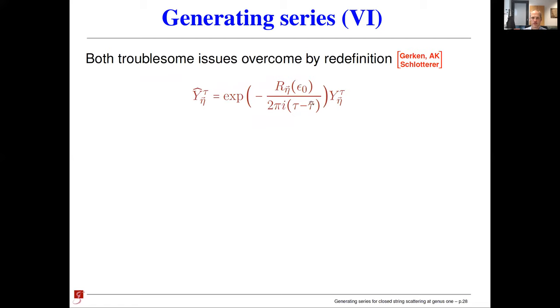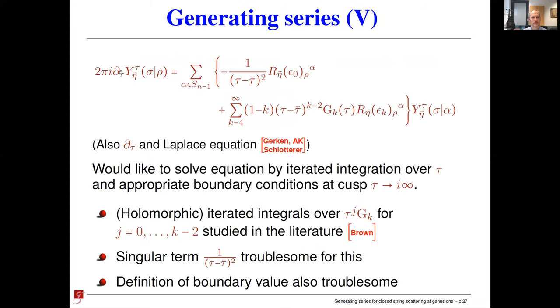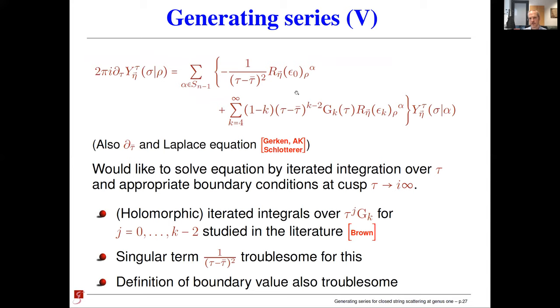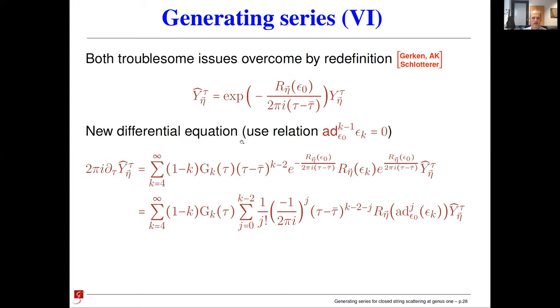Let me go back for a second to this slide. If I take d by d tau of what is written here, r doesn't depend on tau, and here I have 1 over tau. If I take d by d tau, this goes into 1 over tau squared. So I have r of epsilon 0 divided by tau squared, and the way this is engineered is exactly to remove this term. So what you get then is that y hat satisfies a differential equation where there is no longer an epsilon 0 term. Everything starts at 4. And the price you have to pay is that this operator in the redefinition will come into the equation as well.